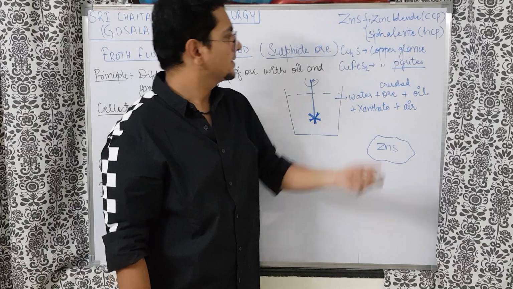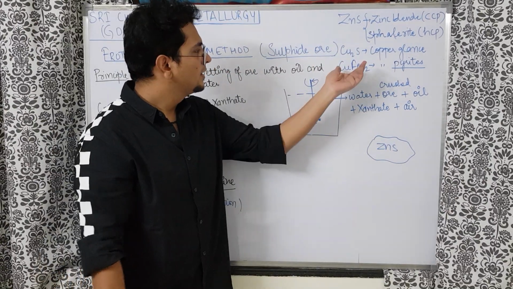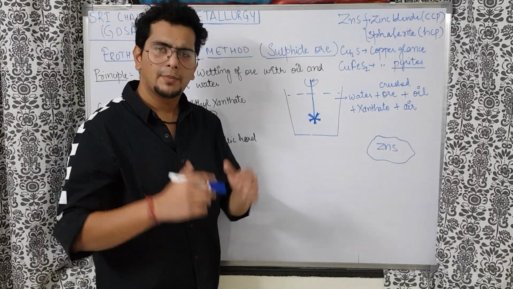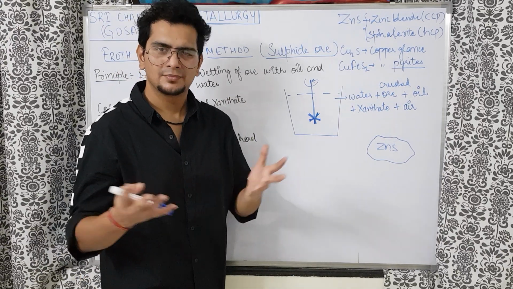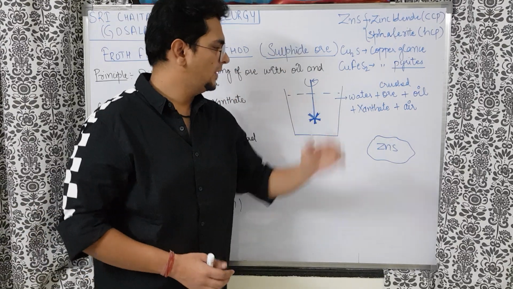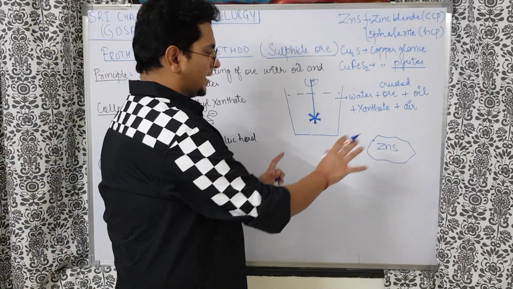So both are ZnS. Cu2S is known as copper glance. CuFeS2 is known as copper pyrites. Apart from that, you might have heard PbS is galena. These are the sulfide ores we have. So let us take ZnS. Now ZnS is there.